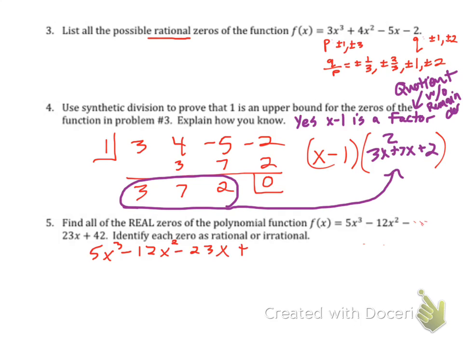Now number 5, you've got the whole polynomial there. It says find all the real zeros. Real zeros, just any real number. That just means find all of them, basically, that are not imaginary. So the ones that you can.